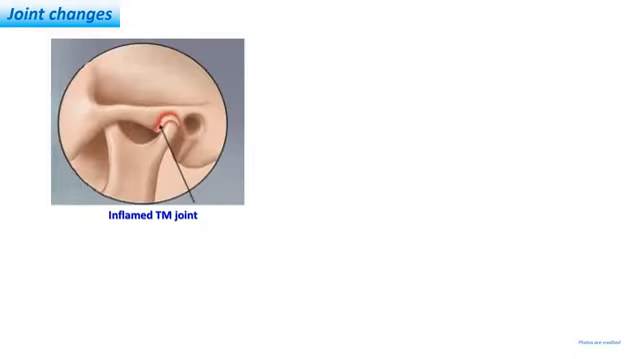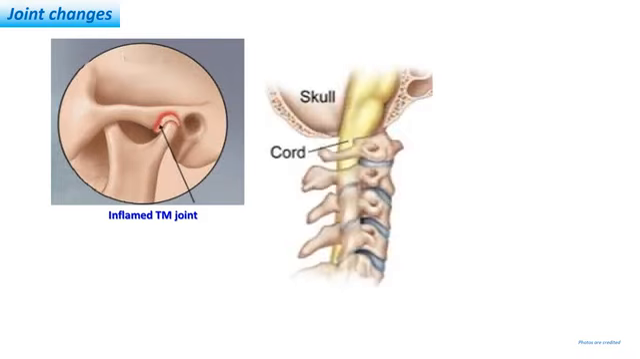Next joint change is inflammation of the temporomandibular joint. We see here an inflamed temporomandibular joint. Next, come to the cervical spine. Rheumatoid arthritis rarely involves the spine, but in a few cases it can involve the C1 and C2 vertebra.